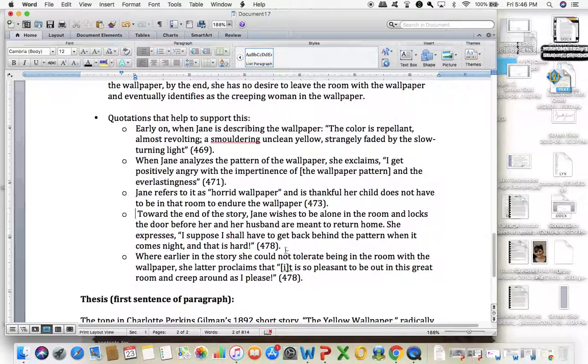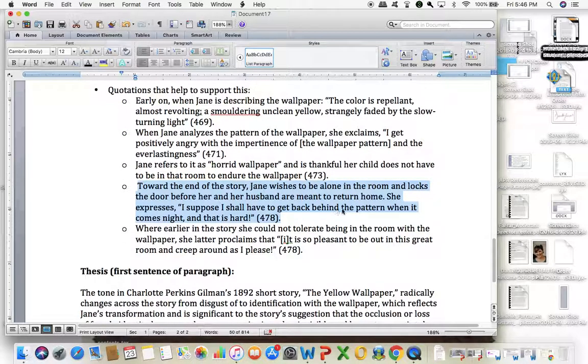And then these last two quotations are from toward the end of the story, and I even say toward the end of the story, Jane wishes to be alone in the room and locks the door before her and her husband are meant to return home, and she expresses, right, how she wants to get back behind the pattern when it comes night, and that is hard. And then she talks about where earlier in the story she could not tolerate being in the room with the wallpaper. She later, I should say later, not latter, proclaims that it is so pleasant to be out in this great room and creep around as I please.